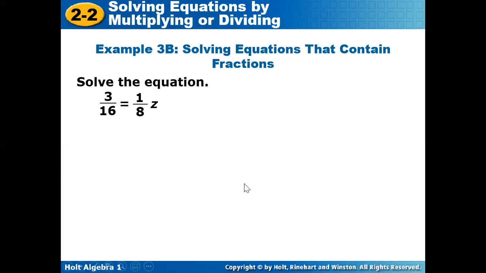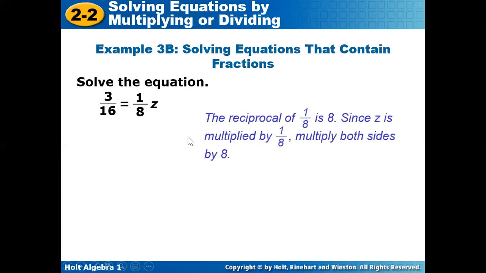All right, so we are multiplying 1/8 times z. We're going to divide, right? Because that's the opposite of multiplication. We're going to use the reciprocal once again. The reciprocal of 1/8 is a whole number 8, because it would be 8 over 1.